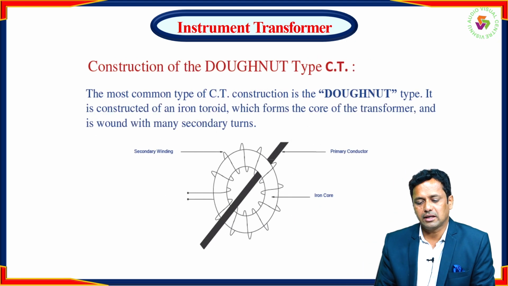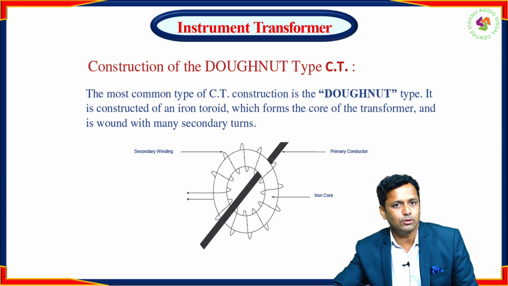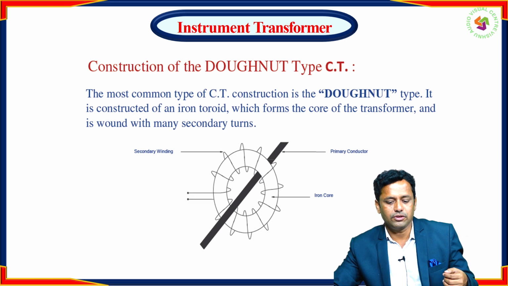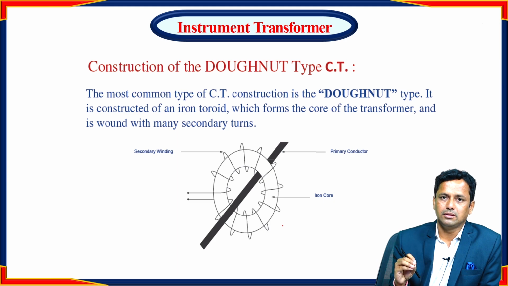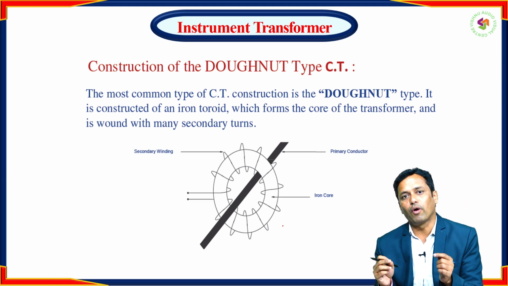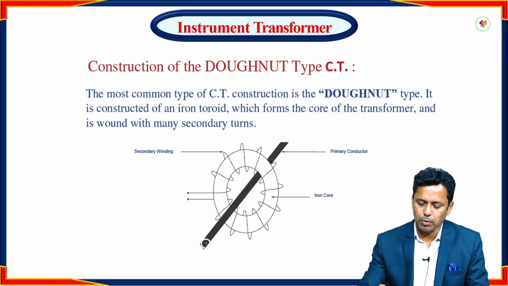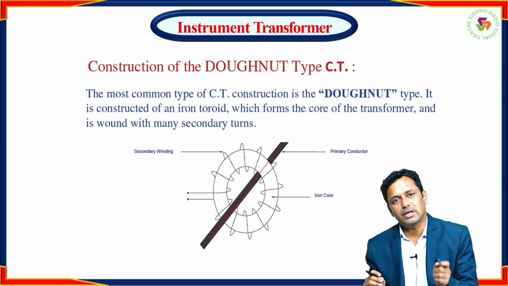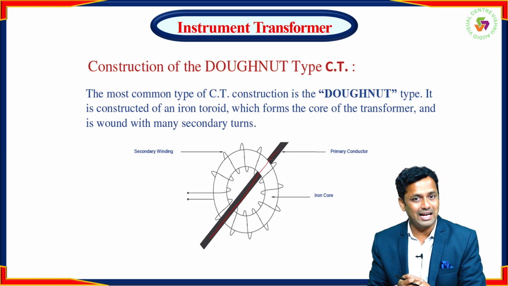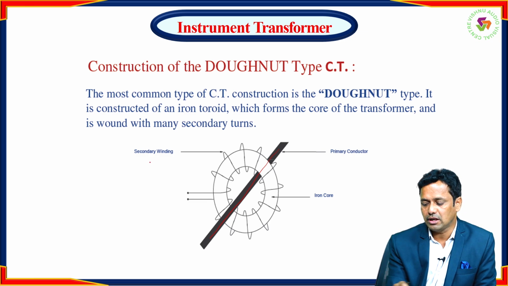One more point is the construction of the window type CT. This type is used in our BVRIT campus solar project. Why? Because of the circular shape, the CT transformers and PT transformers are connected with the wire, and we calculate the practical data here. So in this bar line, this is called the wire, the primary conductor. How much power is flowing through the primary conductor, we can't say. So by using the CT we measure the value on the secondary side here, with the iron core.